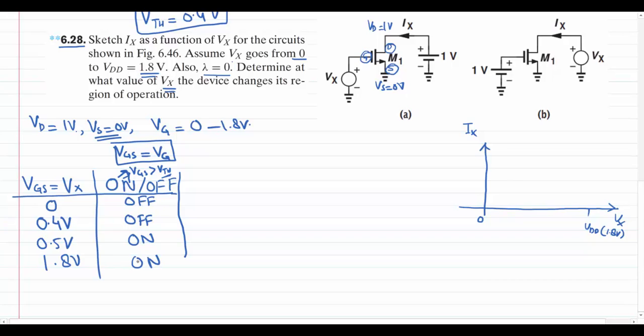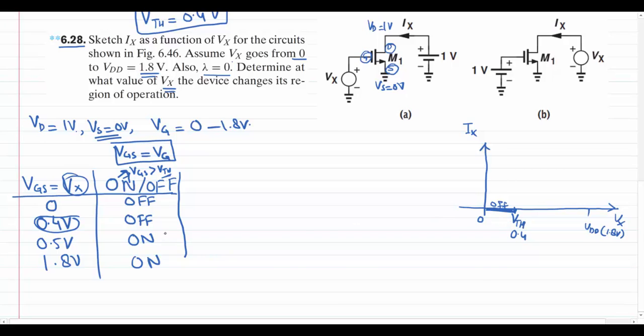So you can see that the device turns on the moment Vx reaches 0.4 or above. So here we can see that if this is 1.8, we can call this thing 0.4. So the device is off before that. If the device is off, there is no current. So for all these values of Vx, the current is 0 because the device is off, and I can label this point also as Vth because Vth was 0.4.